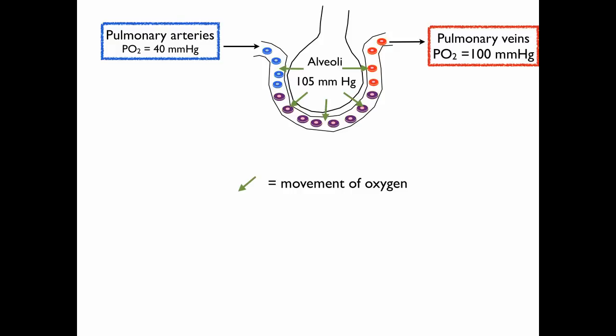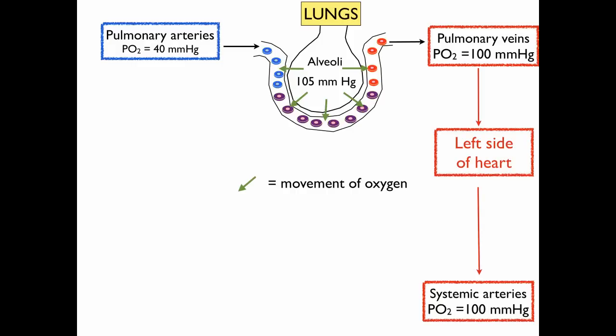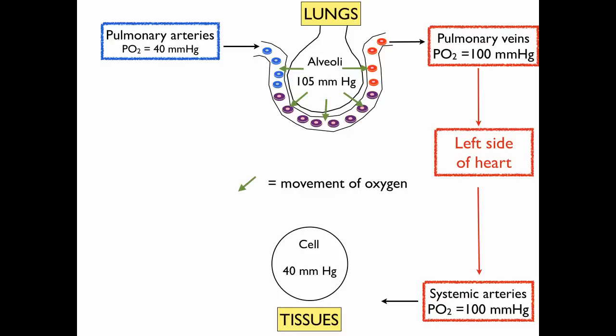The blood in the pulmonary veins is returned to the left side of the heart, and the left side of the heart pumps the blood out through the systemic arteries, so that the PO2 in the pulmonary veins is always the same as the PO2 in the systemic arteries. That blood is delivered to the tissues, and within the tissues there's going to be a particular partial pressure of oxygen. So in the muscle cell at rest, PO2 is around 40 millimeters of mercury.